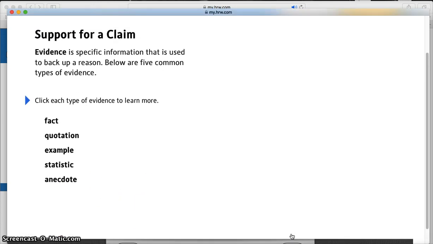Evidence is specific information that is used to back up a reason. Below are 5 common types of evidence. Click each type of evidence to learn more. So the 3 that we've already reviewed in our textbook are kind of these last 3, so we'll look at those. Example.